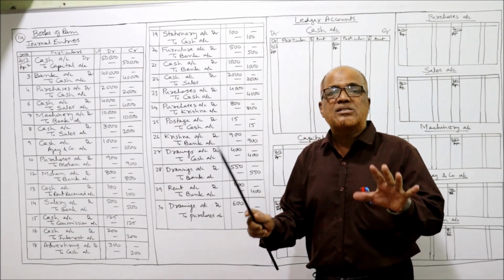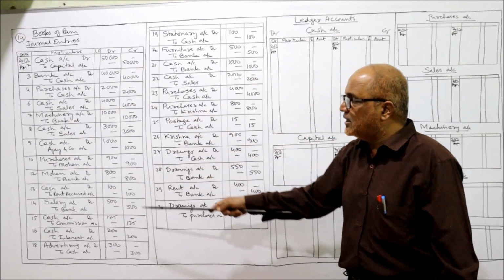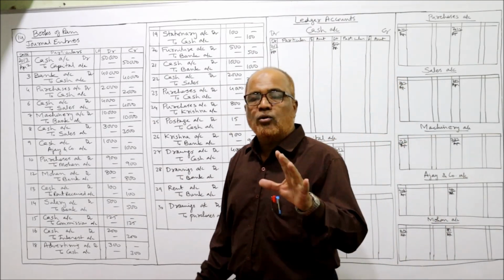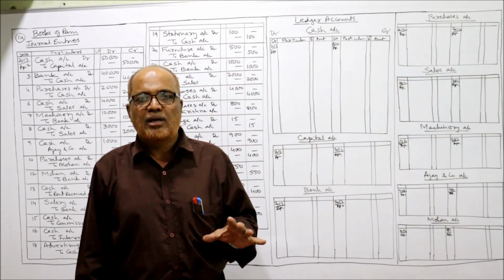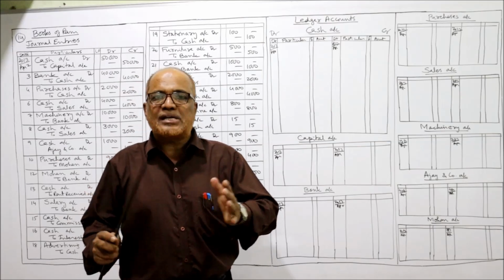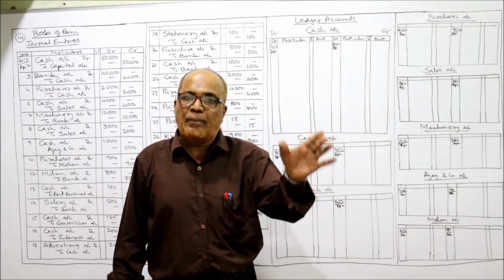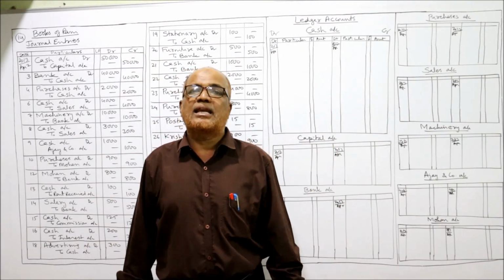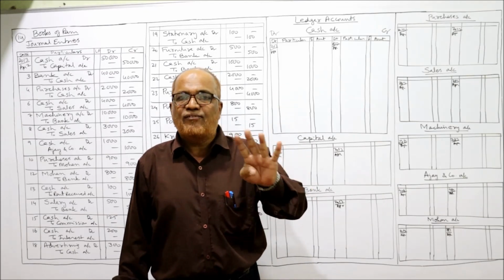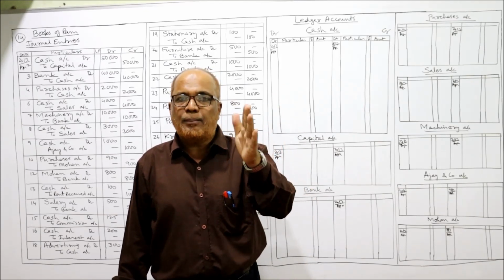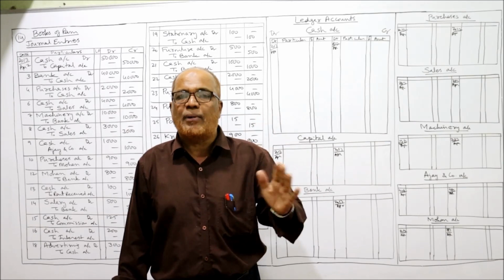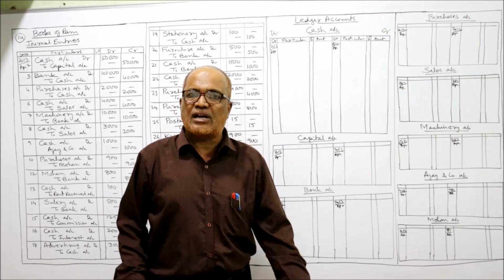So I have passed all the journal entries in the journal. Now we have to prepare the ledger accounts. Ledger, I already told you, we will have two sides. Left hand side debit side, right hand side credit side. On the left hand side, there are four columns: date, particulars, JF, amount. JF stands for journal folio.